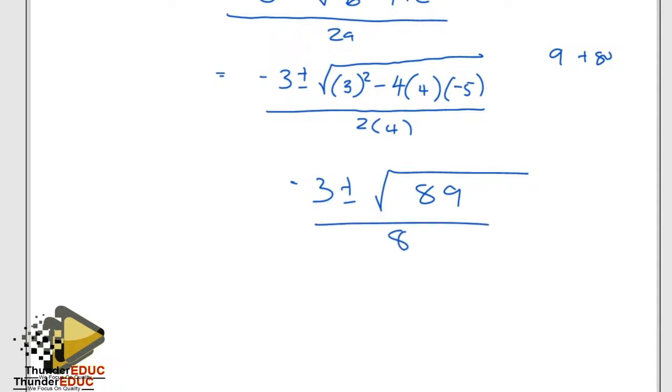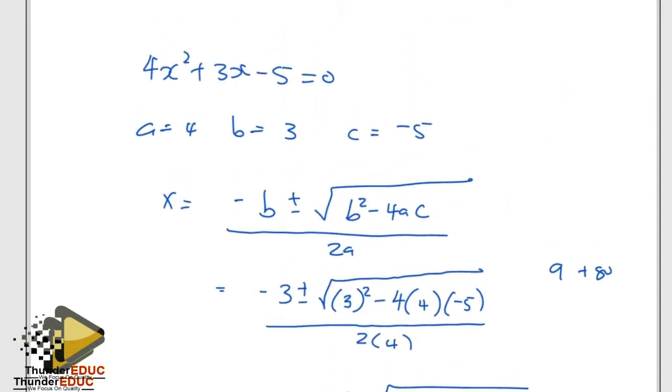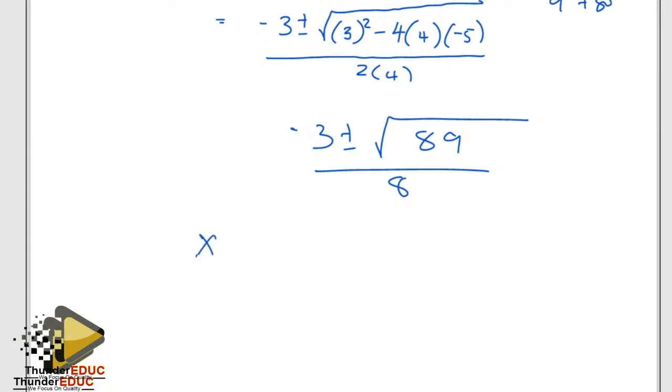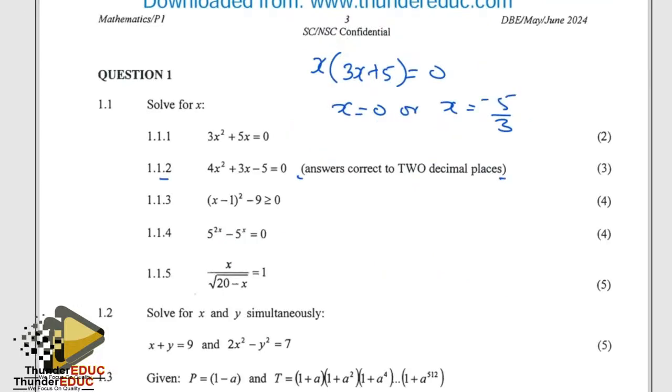When I punch this into my calculator, I end up with x being negative 1,55 to 2 decimals, or x is 0,80. So these are the two answers that I'm getting for that particular sum.